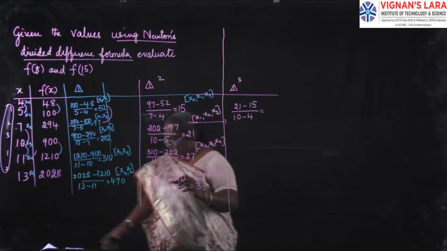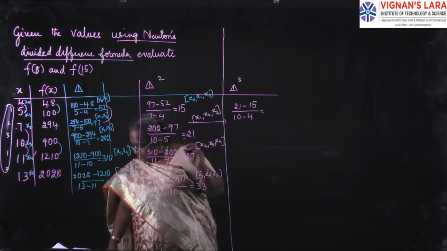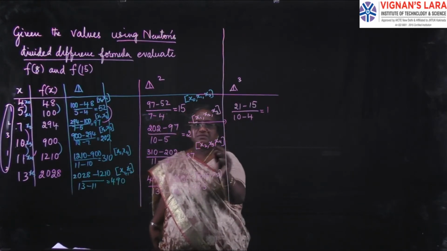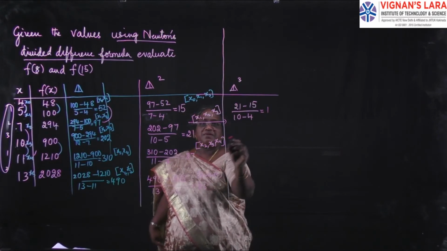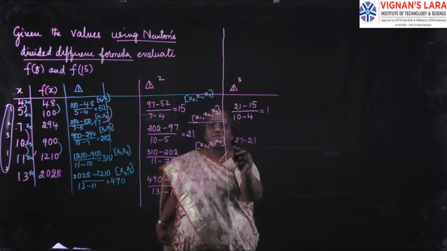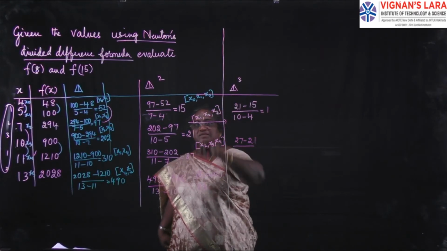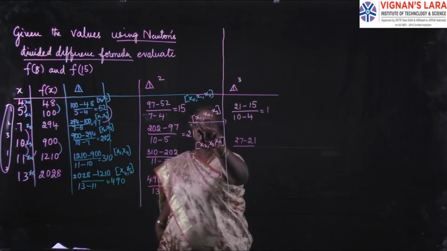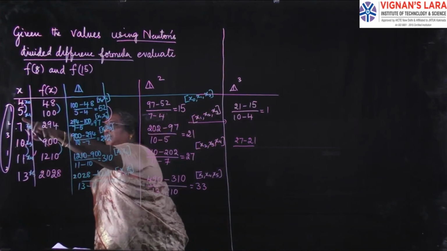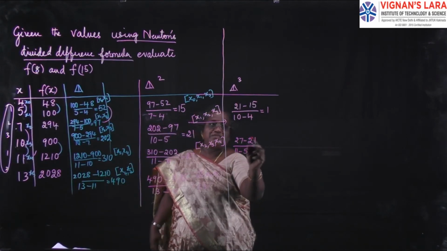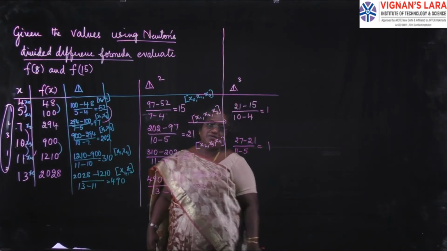So its value is 1. Next, 27 minus 21, we write it at the center. 27 minus 21 by x4 minus x1: x4 is the last value here, x1 the first value here. 11 minus 5 is 6 again, and 27 minus 21 is 6. So its value is 1.